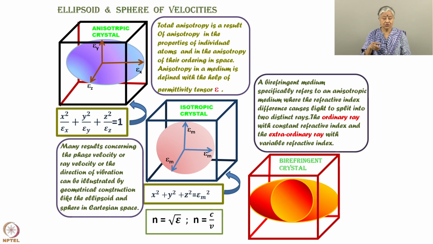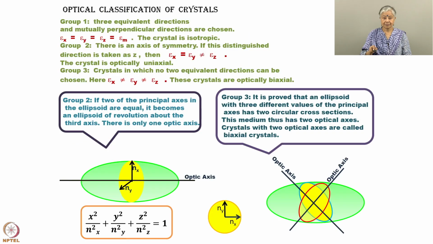Now, a birefringent crystal, by the way, is an anisotropic crystal, but any anisotropic crystal need not be a birefringent crystal. So, since our aim is to get delta n equal to 0, we will concentrate on the birefringent crystal where delta n equal to 0 is possible. So, we will learn a little bit more about this birefringent crystal.